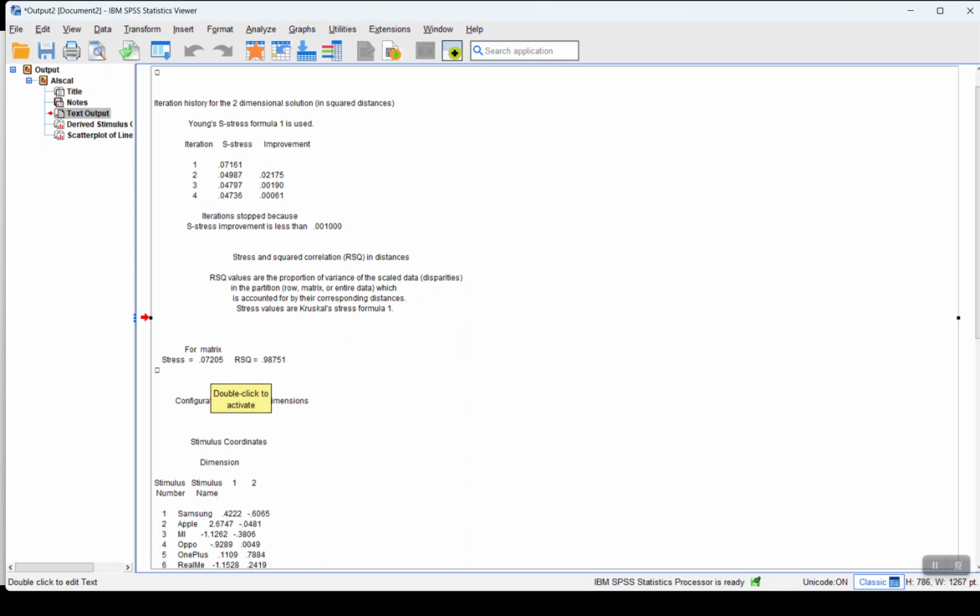Similarly, R squared in multidimensional scaling is similar to the concept of R squared in regression analysis, so you should keep that in mind. It basically measures the proportion of variance in the original dissimilarities that is accounted for by the distances in the lower dimensional space. Here it moves closer to 1, and any value above 0.7 should be considered good. In this case it's 0.98, suggesting that it is good.